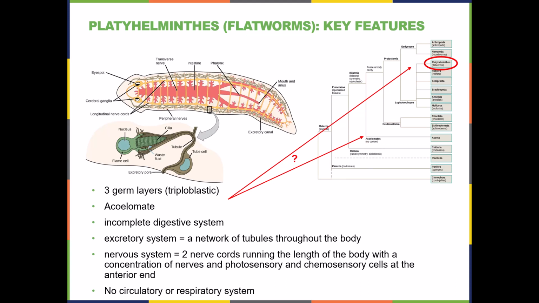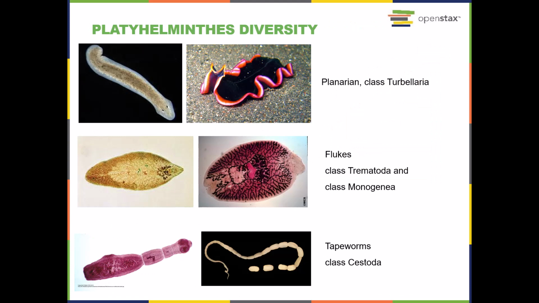These are small organisms that live in aquatic environments. They have moist bodies, and so they exchange gases across their body surface, and they do not have a circulatory system that then transports those gases. This looks at some of the diversity of our platyhelminthes.